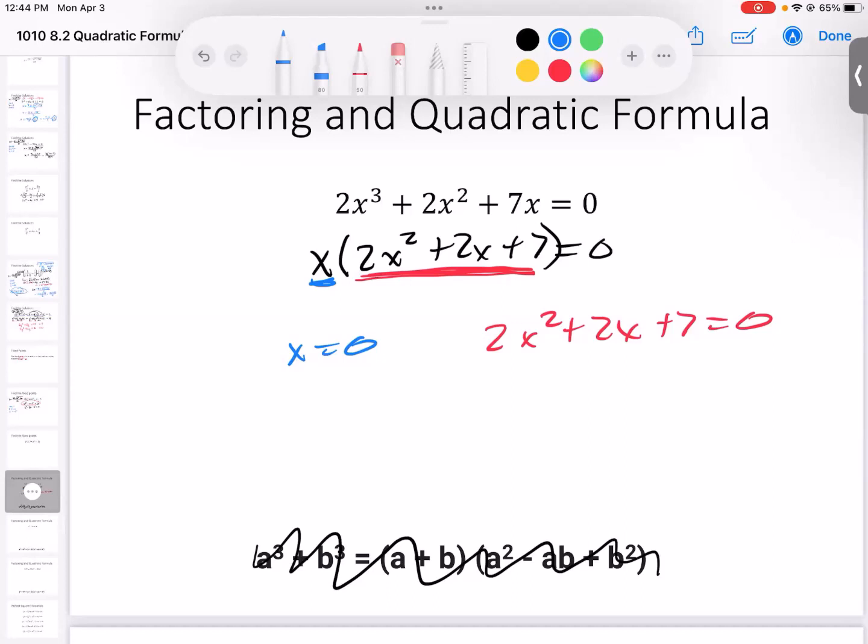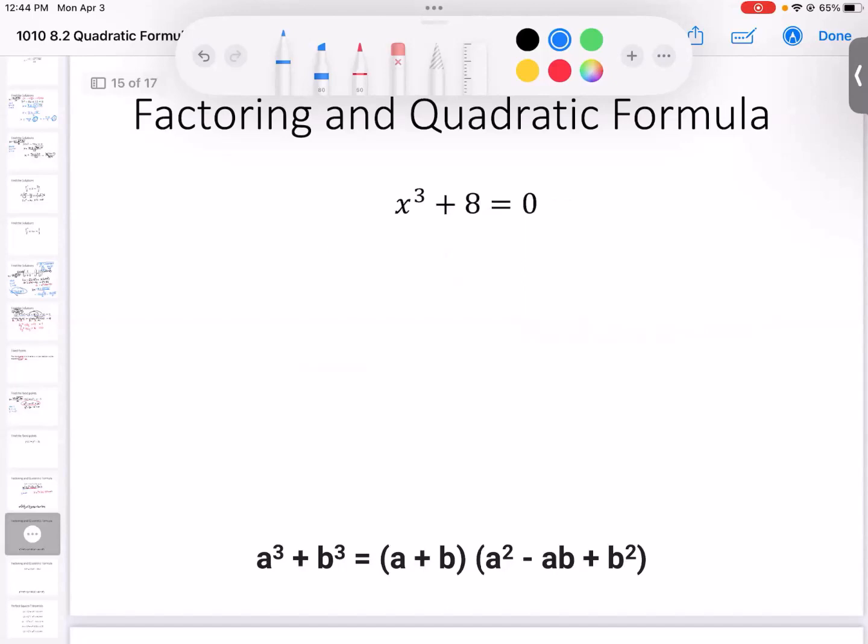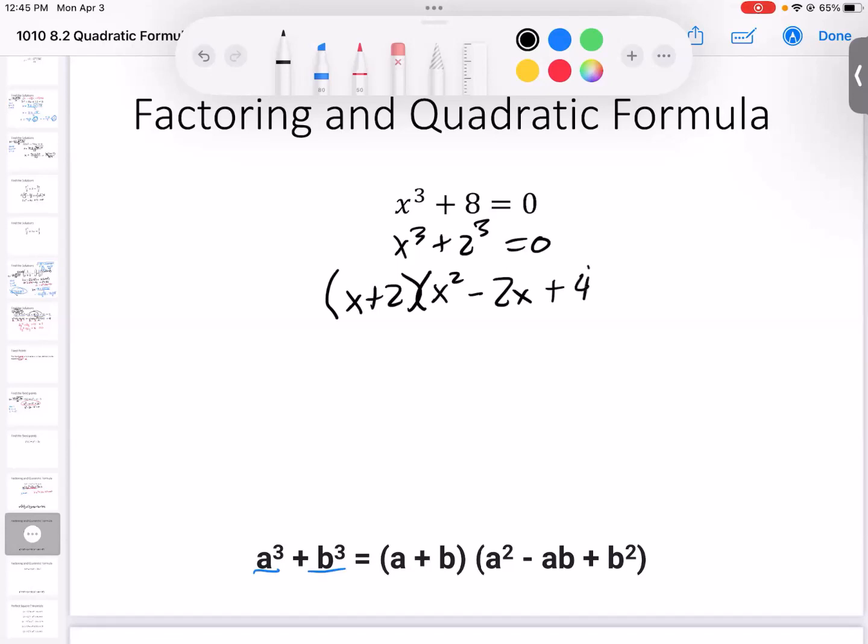I think there might also be a question, I can't remember what number it is, where you have to factor a sum of cubes as well. So in this case, if you had x cubed plus 8 equals 0, the way you would factor this is you look for what the two things are that you're cubing. So you would think about this as x cubed plus 2 cubed equals 0. And then you would factor that to x plus 2 times x squared minus 2x plus 4 equals 0. Is everybody good with that?